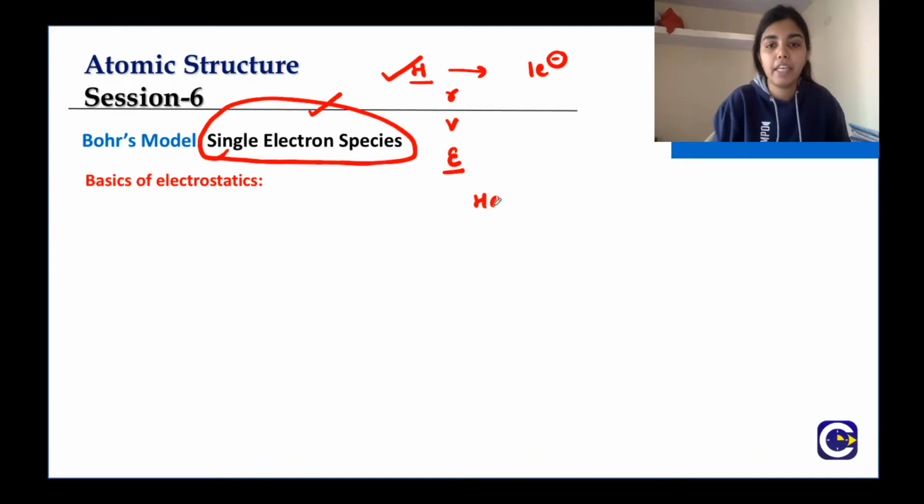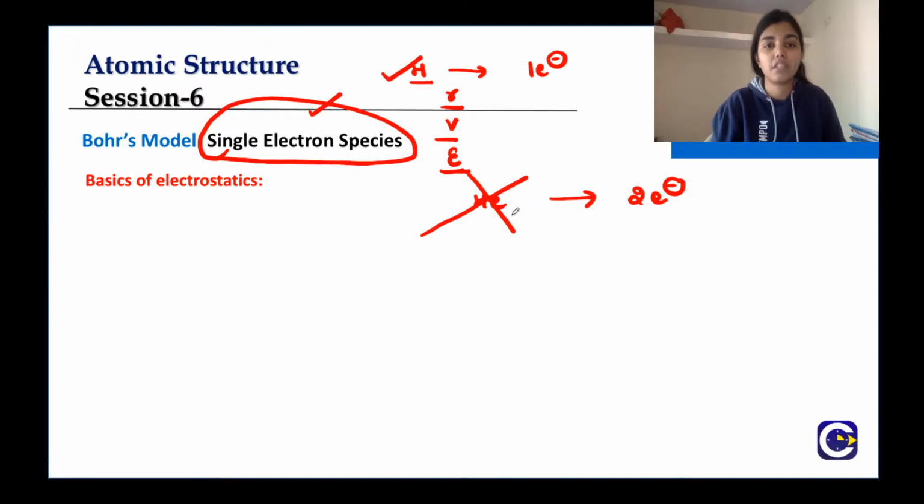Now, if you take helium, helium consists of how many electrons? 2 electrons, right? So Bohr's model will not be applicable to this system. That means the formula that we will be deriving for radius, velocity and energy, that are not valid for multi-electron system. It is only valid for one electron system.